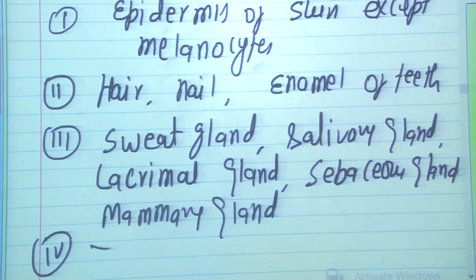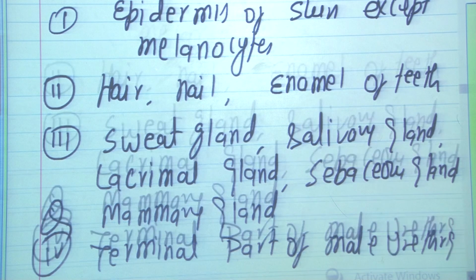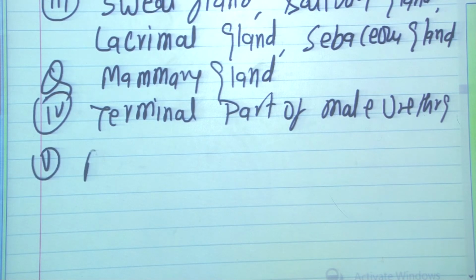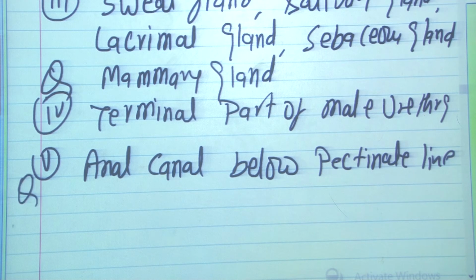Then a special point, terminal part of male urethra. It is an important question. This is an ectodermal derivative. Another point, anal canal below the pectinate line. This is an ectodermal derivative. So, these are the important structures which are derivatives of these three germ layers.